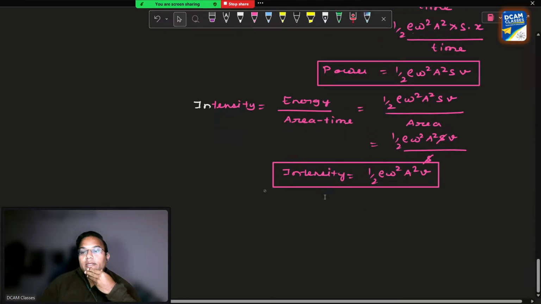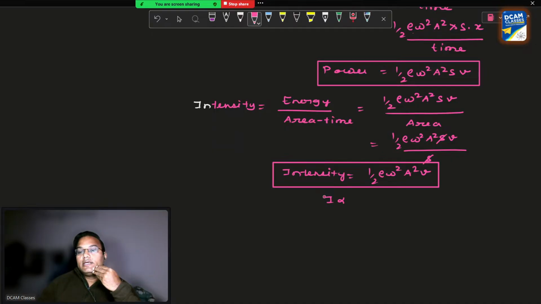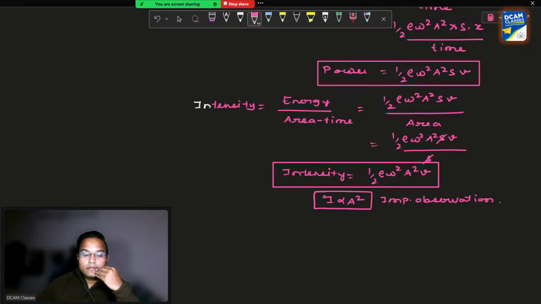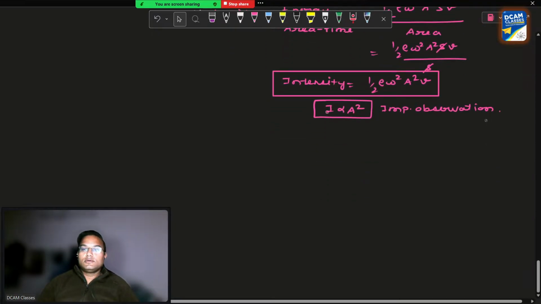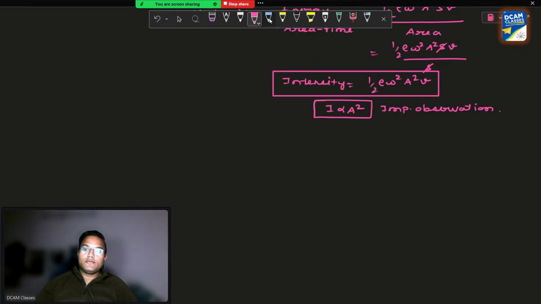Okay, so intensity is actually proportional to the square of the amplitude. That's an important observation. It will be useful when we'll be doing the next part, superposition of waves. So I'll write the heading superposition of waves, then we'll do it in the next class.